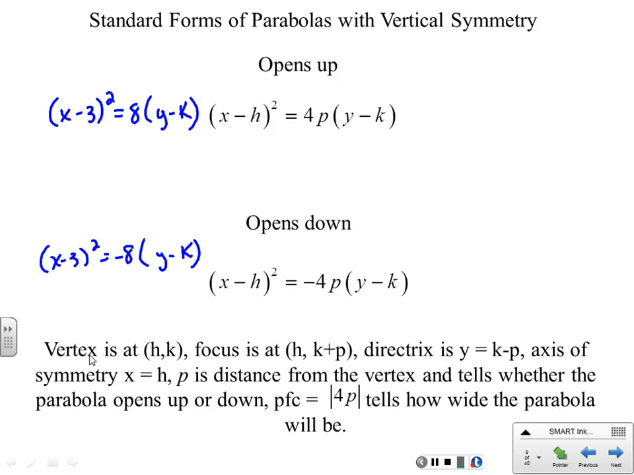Now, your vertex is at (h, k). Does that look familiar to you? Should, because the center of your circle is what? (h, k). Commonalities. Your vertex is (h, k). So the vertex for this parabola would be what? I guess I can even give you a number for k. Yeah, 3 and k. Let's try 1.